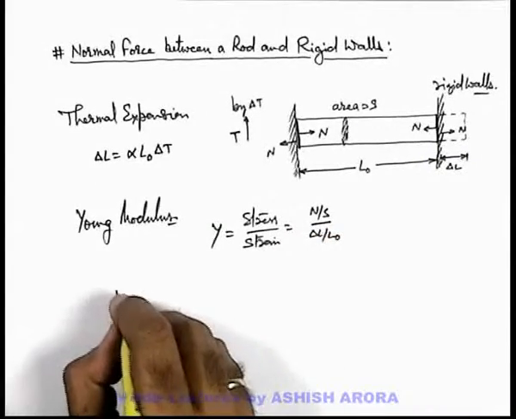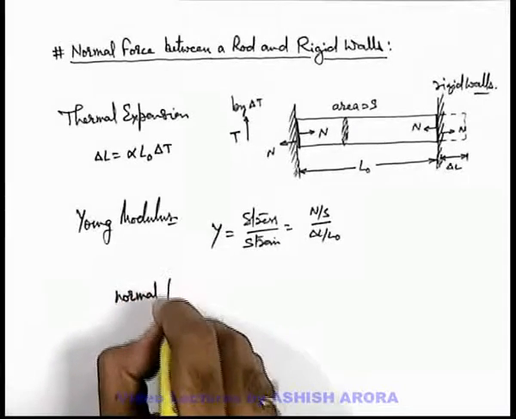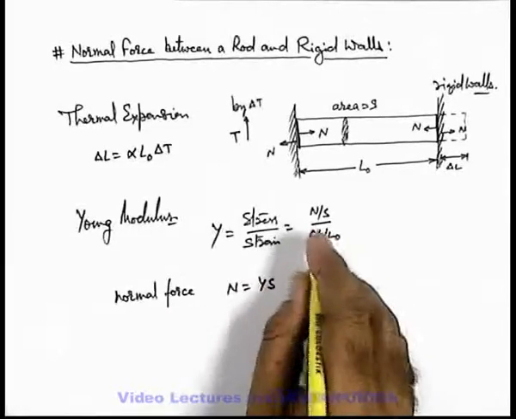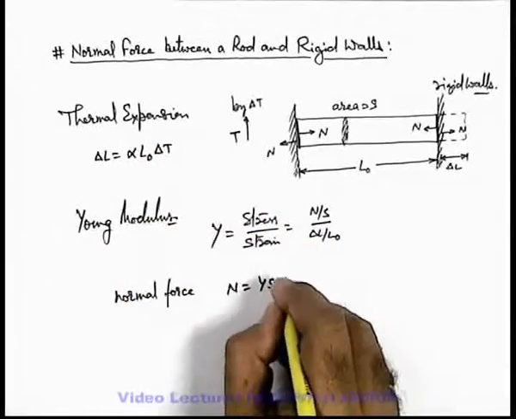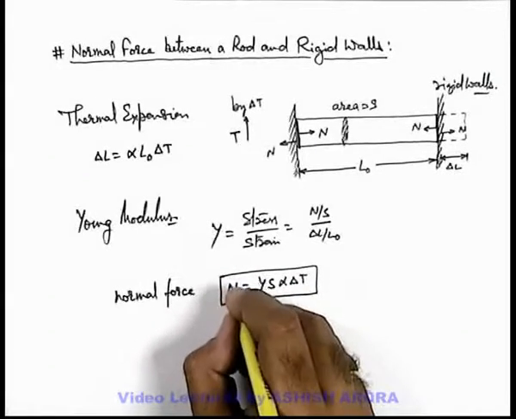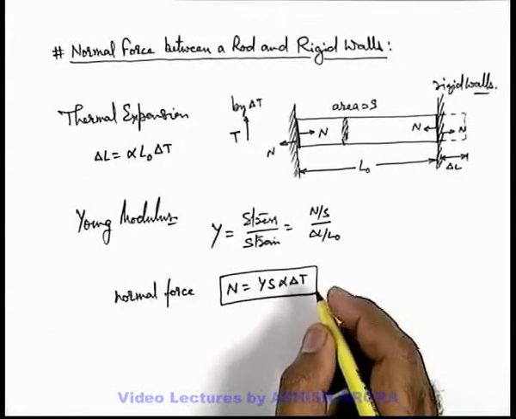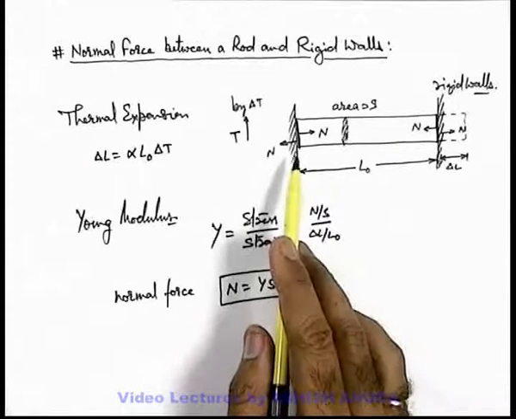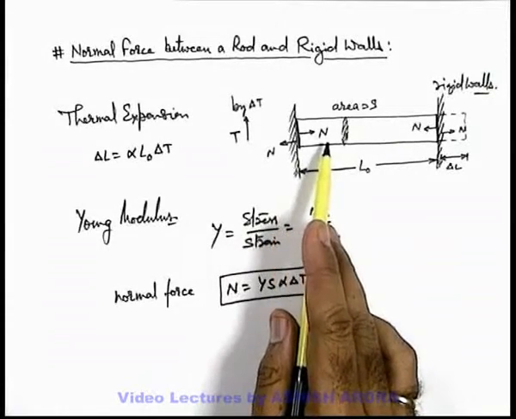Here this normal force N can be given as Y S times delta L by L0, which can again be written as Y S alpha delta T. So this is the same expression we got, which we developed for tension increment. In this situation we are using this as the increase in normal force between the rigid walls and the rod.